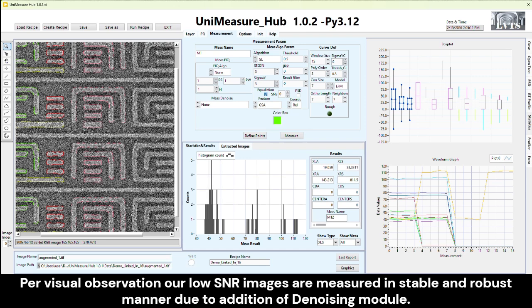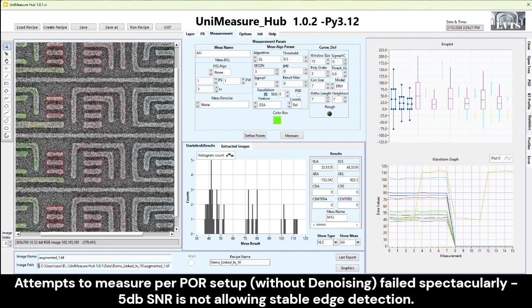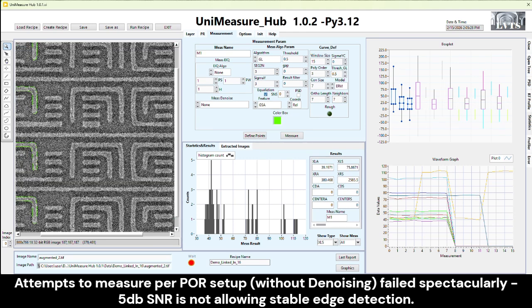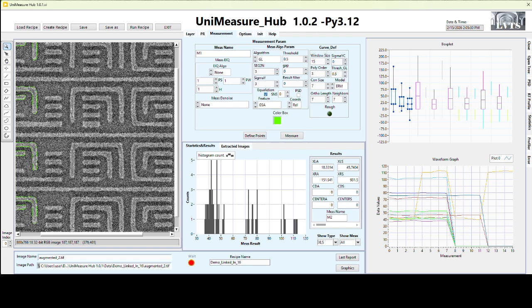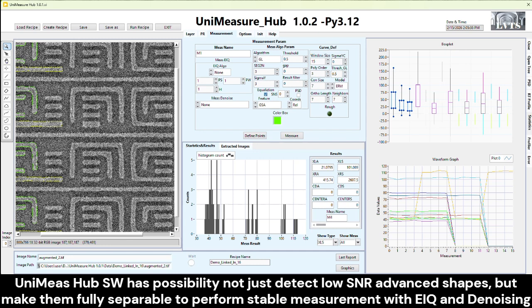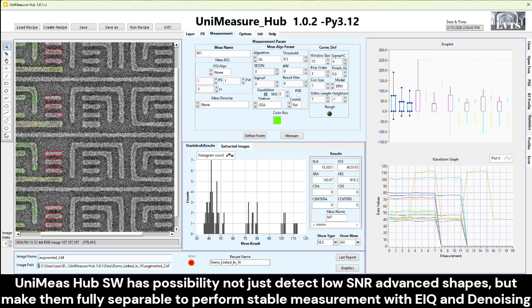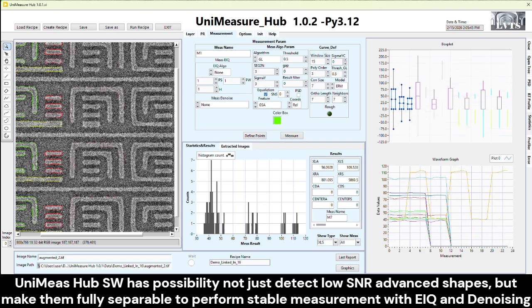Per visual observation, our low SNR images are measured in a stable and robust manner due to the addition of the denoising module. Attempts to measure per POR setup without denoising failed spectacularly. 5 dB SNR is not allowing stable edge detection. Unimeasure Hub software has the possibility not just to detect low SNR advanced shapes, but to make them fully separable to perform stable measurement with EIQ and denoising.